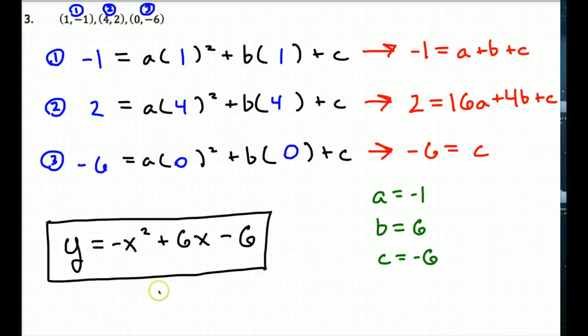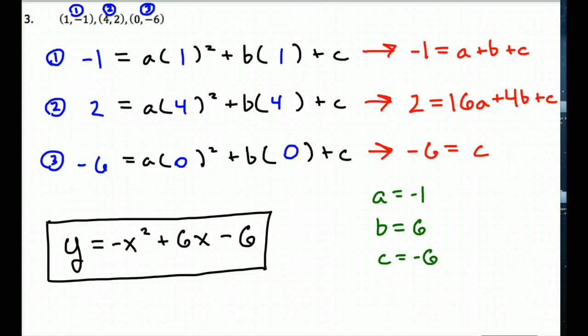Okay, so for number 3, the equation in standard form is y equals negative x squared plus 6x minus 6. Here's my work for my 3 equations, plugging in again my x and my y values for each point into your standard form. They simplified to negative 1 equals a plus b plus c, 2 equals 16a plus 4b plus c, and then you get c equals negative 6 from your last one.